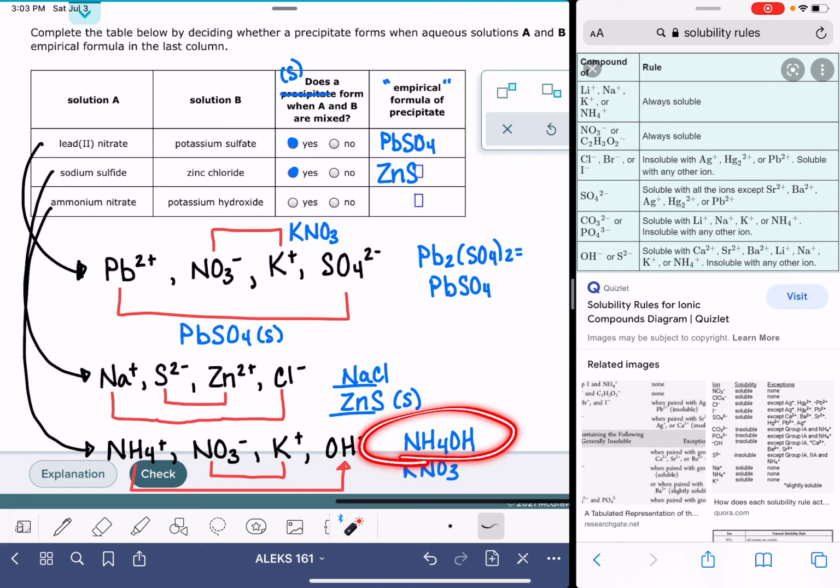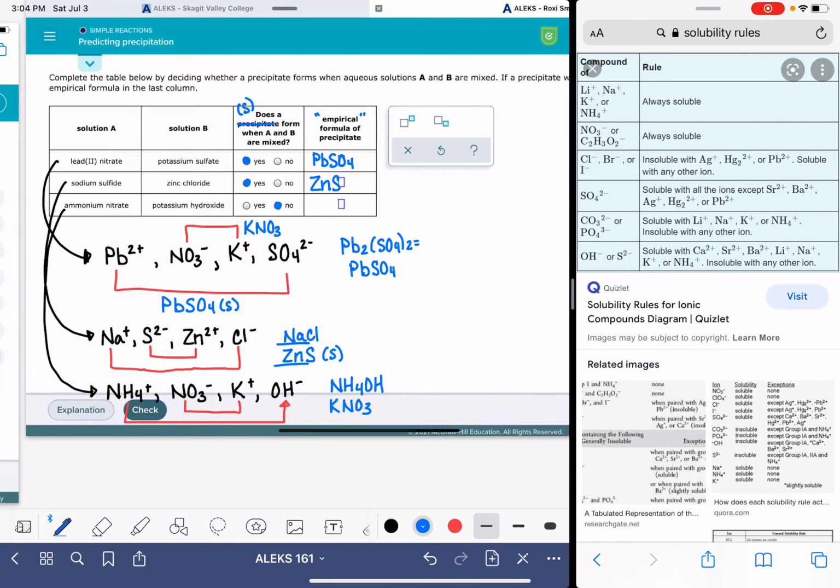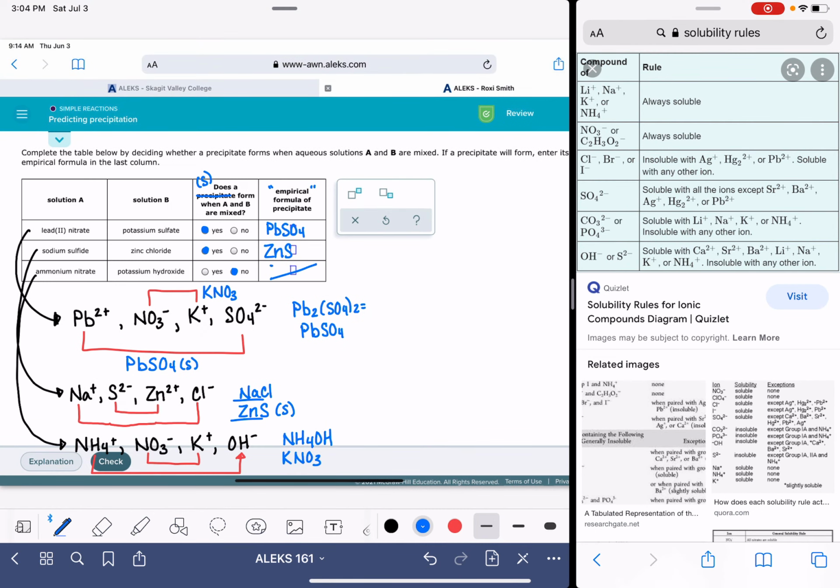Once you get these formulas predicted, go to your table of solubility rules. We'll start with NH4OH, and up at the top, the first rule says NH4+, always soluble. So that means that this thing is not going to be a solid. Moving on to the next compound, KNO3. Rule number 1, again, K+, always soluble. So that means that both of these compounds are soluble, so neither one of them is going to be a solid. So for this question, we're going to say no, a solid does not form when these two are mixed. And because a solid does not form, we don't do anything in this box out here. We would only do that if a solid is formed.